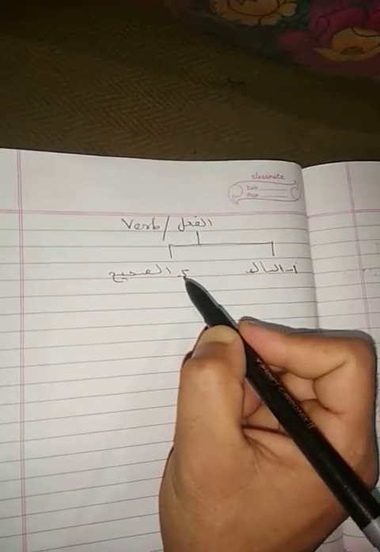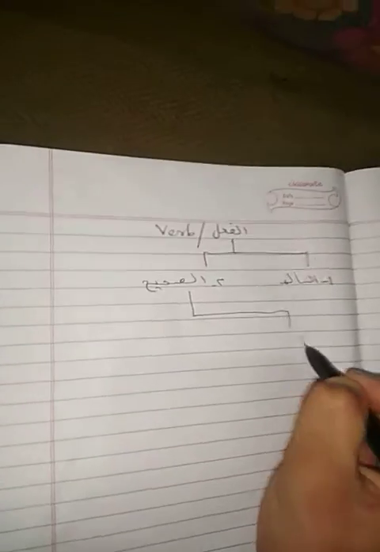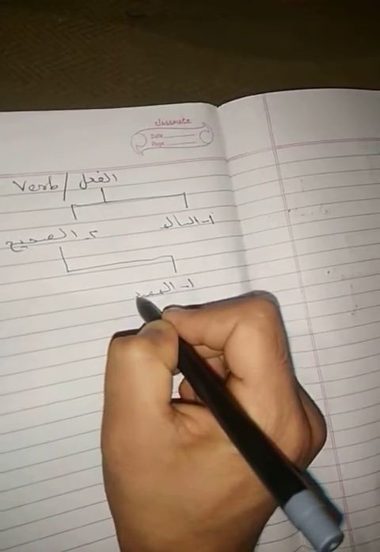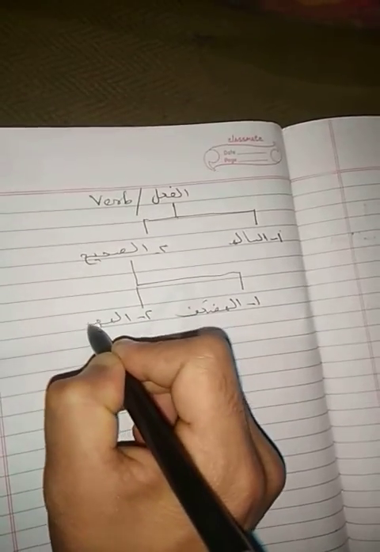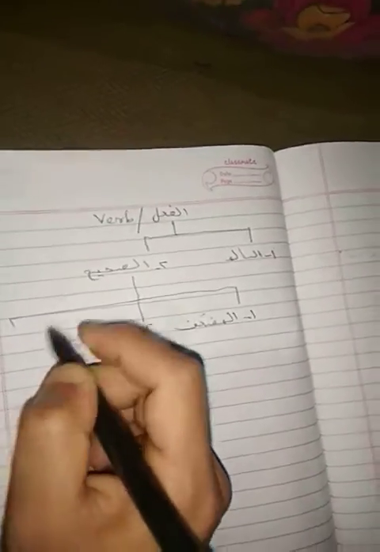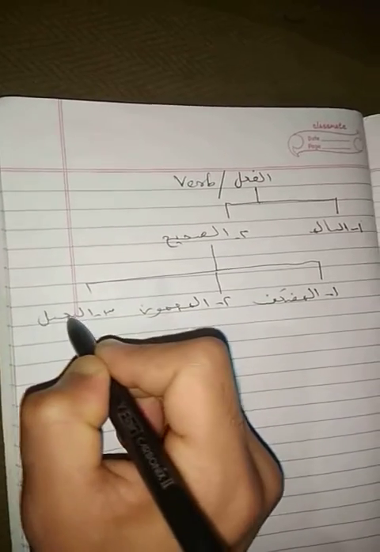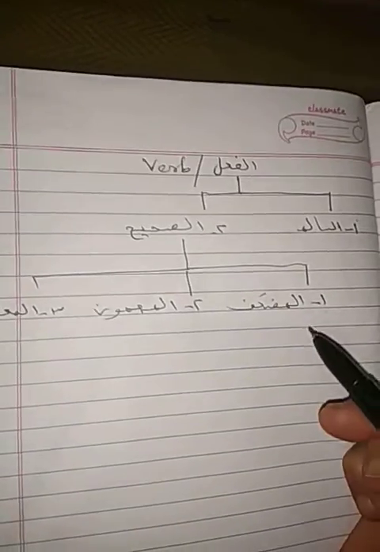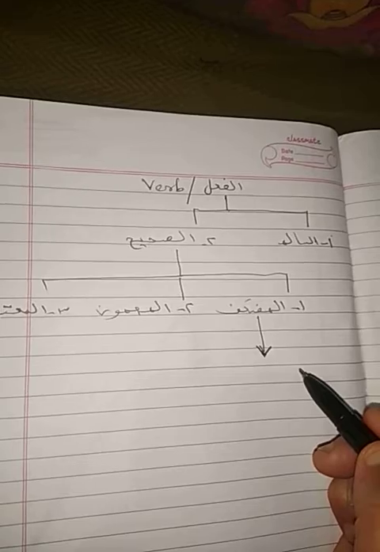Al-fail verb has two types. The first one is as-salim and the second is as-sahih. And the sahih is further subdivided into three types. Al-qism al-awwal huwa al-mudaf. Wal-qism al-thani huwa al-mahmuz. Wal-qism al-thalis, the third type, which is al-mu'tal. So our today's topic is only one type of fail, which is al-mudaf.